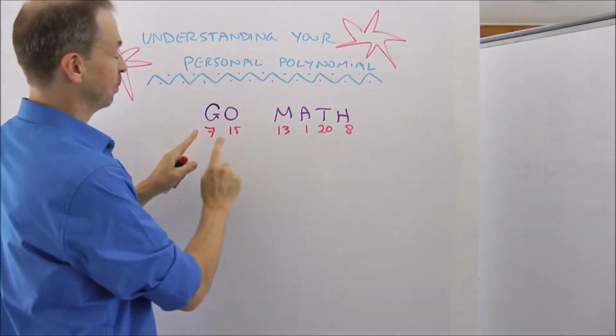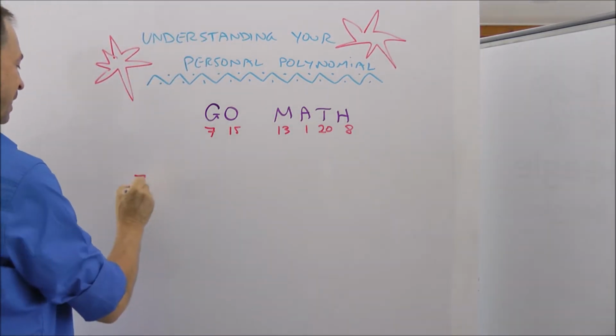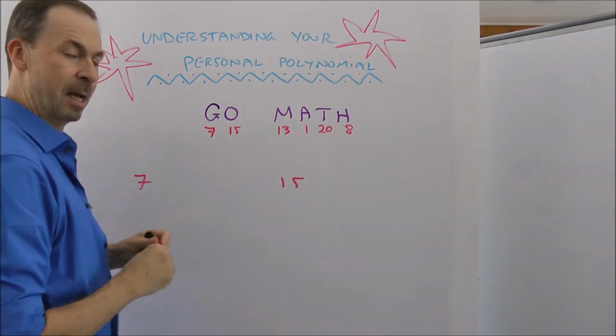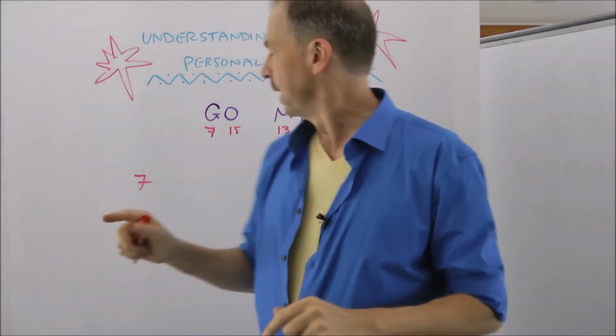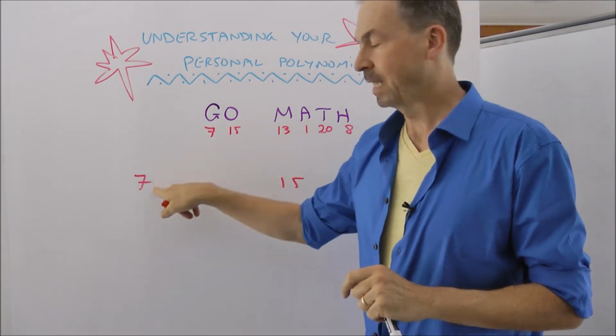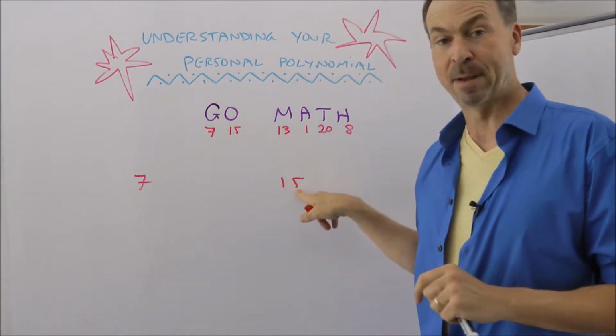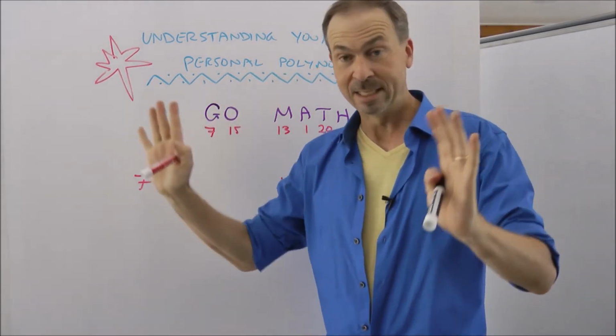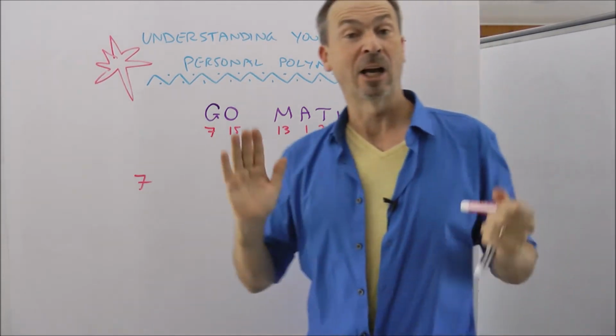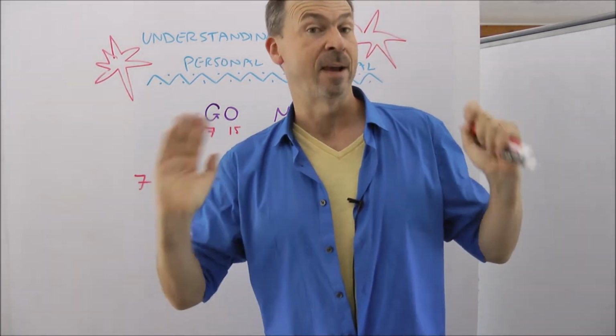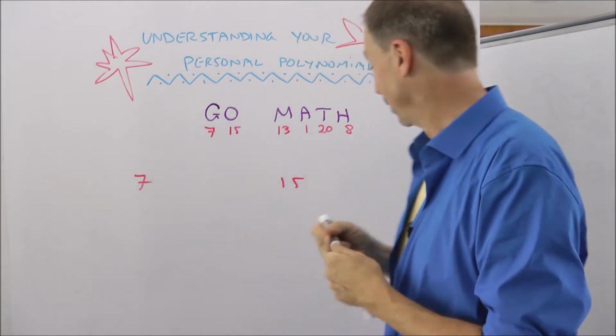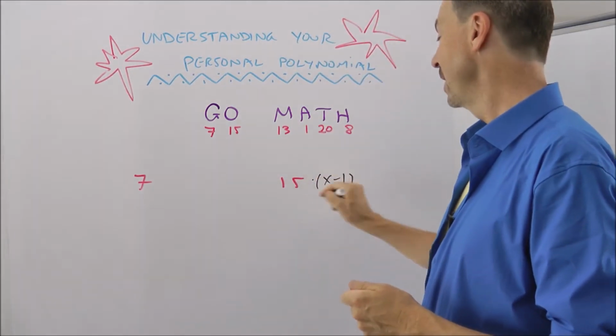Well, I'll do two pieces, one for the 7, one for the 15. So let me start by just writing down a 7 and a 15 piece. All right, let's think through what needs to happen here. When x equals 1, I want the 7 piece to survive, but I want the 15 piece to go away. So when x is 1, I want this part to disappear. How can I make a piece of a formula disappear for x equals 1? Well, one way to do it is to put in a factor of x minus 1.